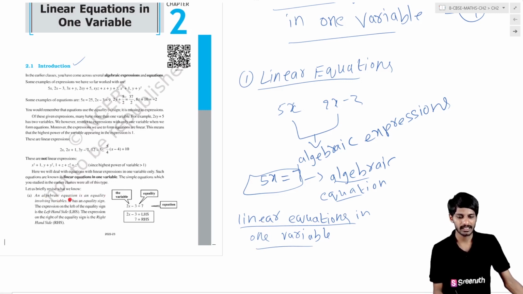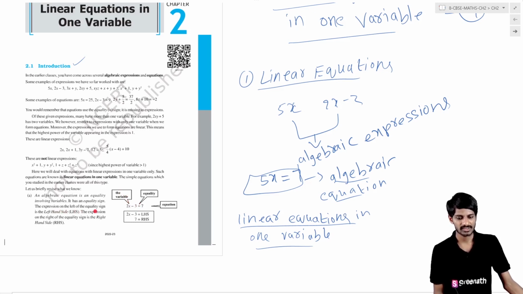An algebraic equation is an equality involving variables. For an algebraic equation, it has an equality sign, and it contains constants and variables. So here x is the variable term, and it is having the equality.